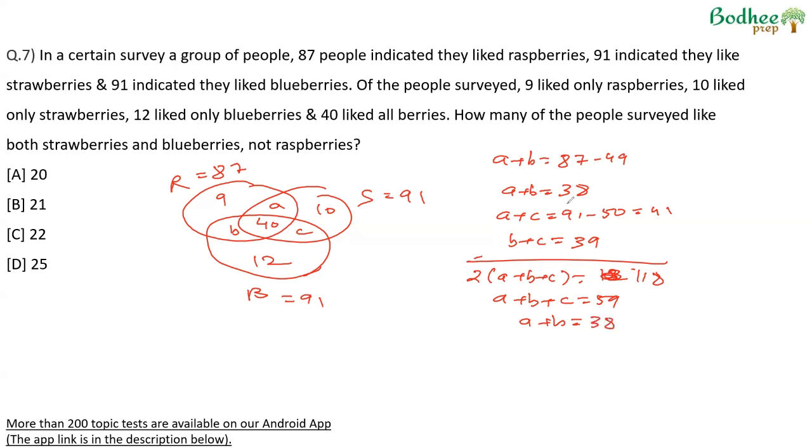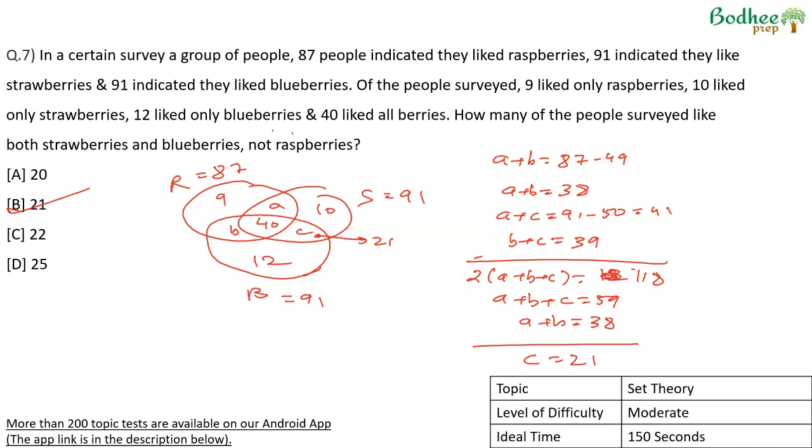A plus B is 38. Subtract C will be 21. So this value here becomes 21. These are the people who like strawberries and blueberries but not raspberries, and therefore the answer becomes 21. Again, the question is not difficult per se. The calculation might take some time, therefore about 2.5 minutes to solve the question.